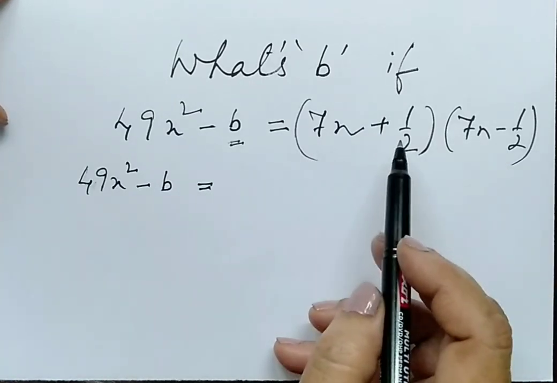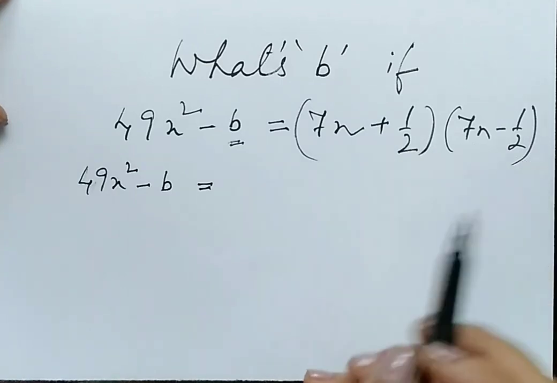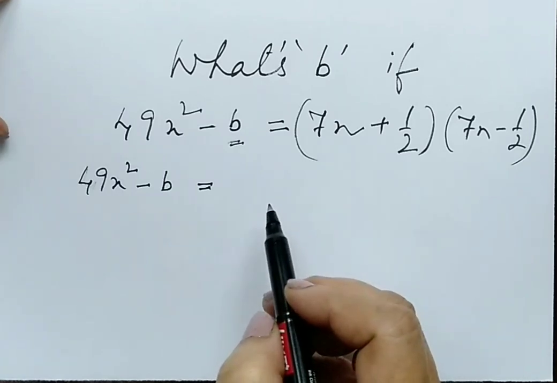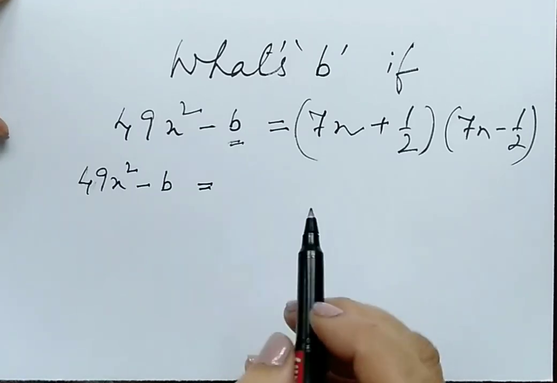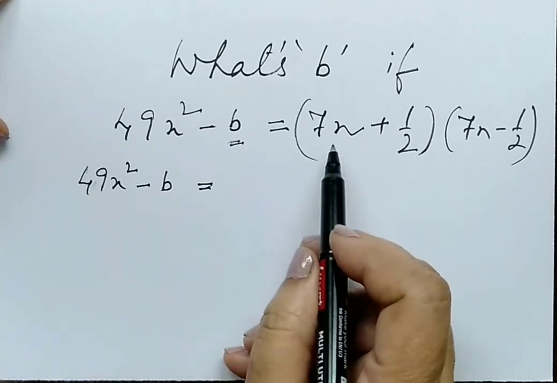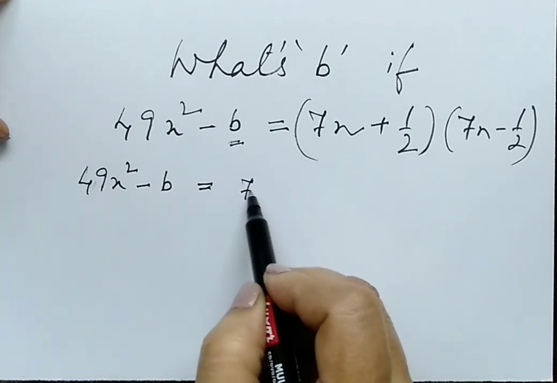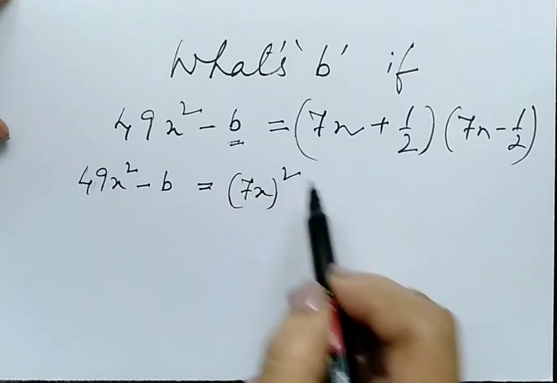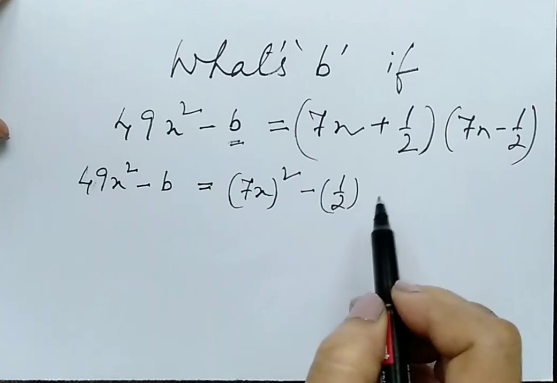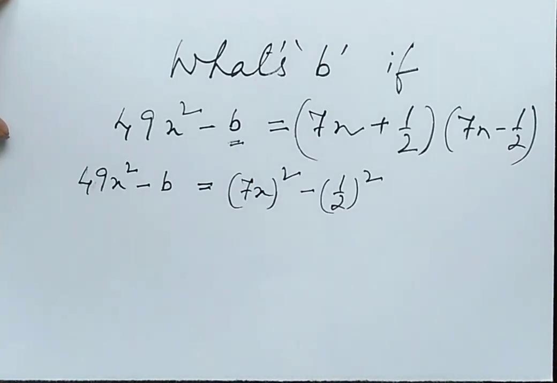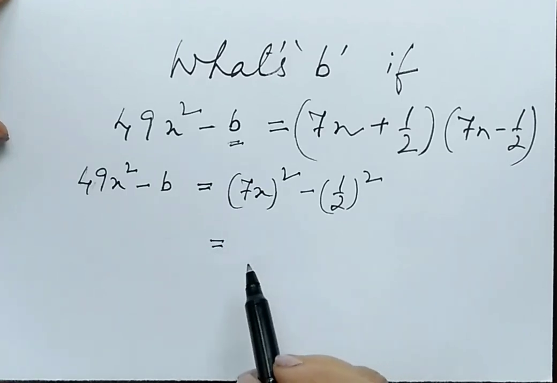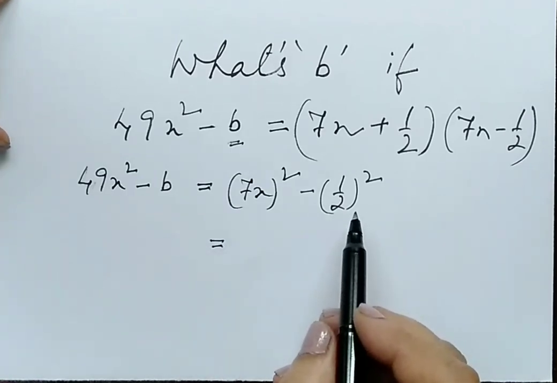This reminds you of the (a + b)(a − b) algebraic identity. So we know that (a + b)(a − b) is equal to a² − b². My a is 7x, so this squared, minus my b is half, squared. Alright, so let's go ahead and solve this side.